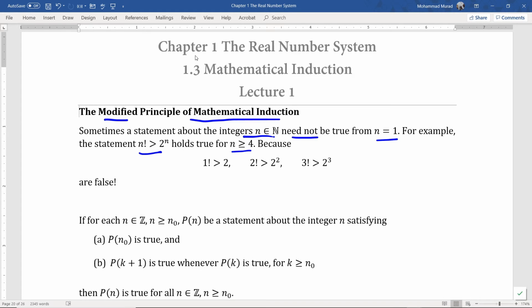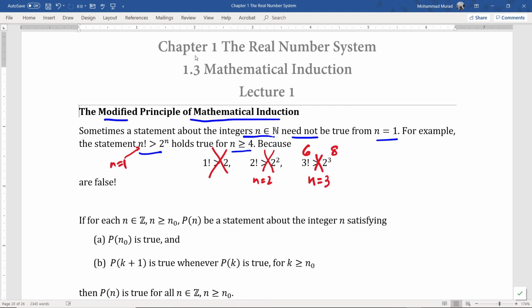Because if we substitute the value of n equals 1 in the statement, we see 1 factorial is larger than 2, which is clearly not true. Similarly, if we substitute n value 2 into the statement, we get 2 factorial is larger than 2 squared, which is also not true. And if we substitute n equals 3 into the statement, we get 3 factorial is larger than 2 cubed. The left-hand side is 6, and the right-hand side is 8. Therefore, this is also not true.